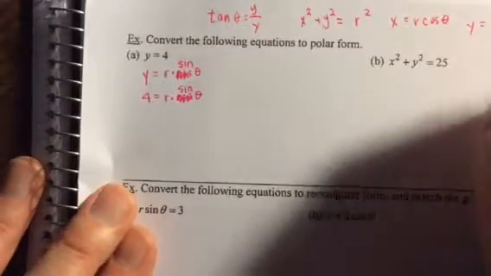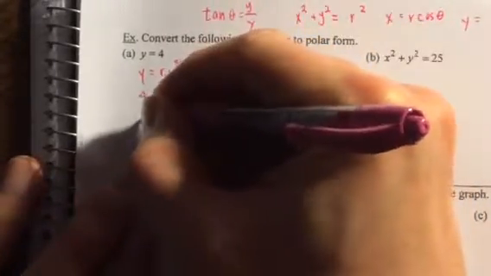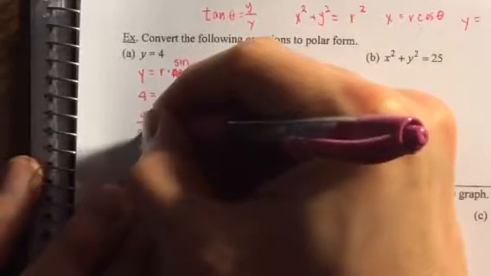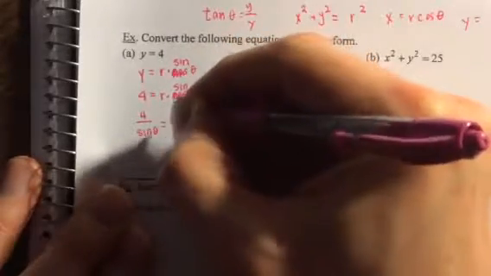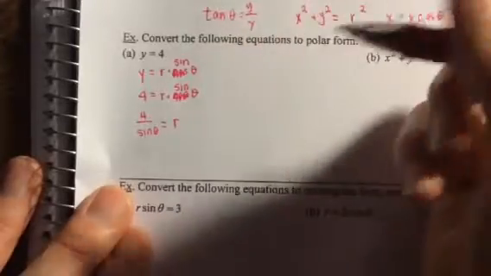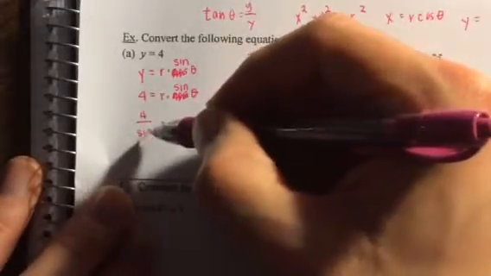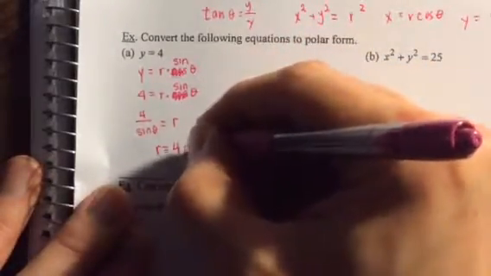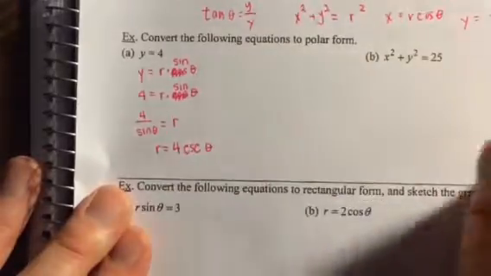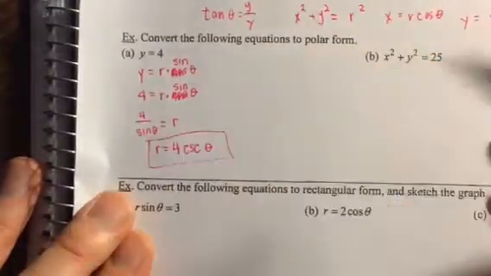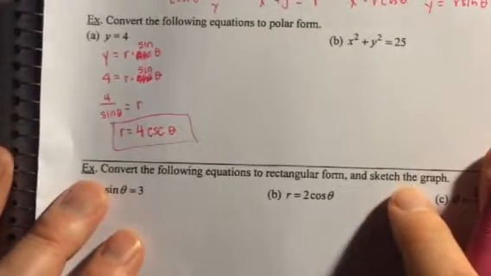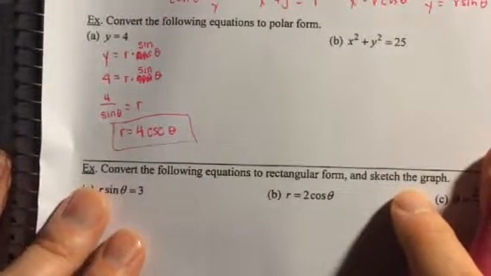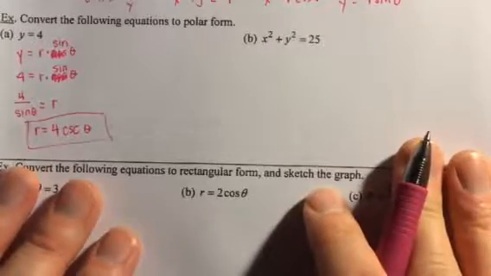So then we would undo the multiply by sine theta by dividing by sine theta. So 4 divided by the sine of theta is equal to r. And if you have a sine in the denominator, that would be the same as cosecant. So r is equal to 4 cosecant of theta. There's our polar equation.